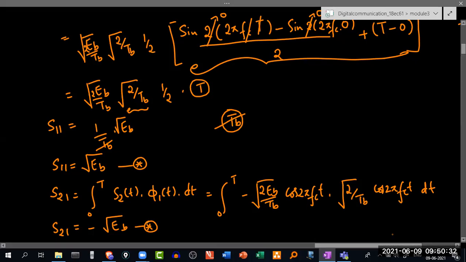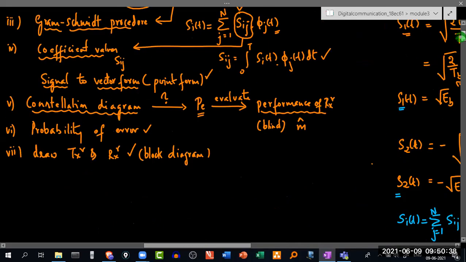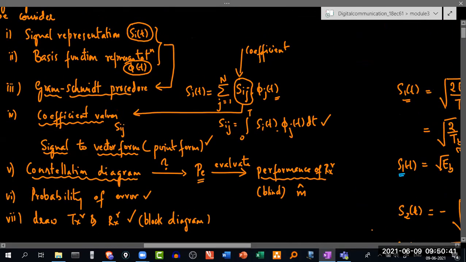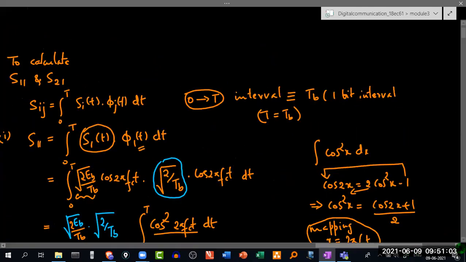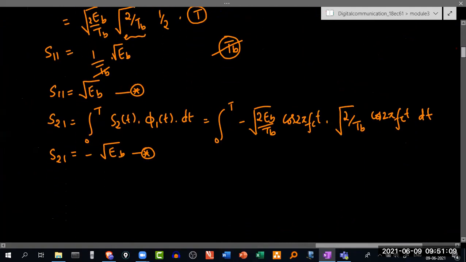So after extracting these two coefficient values, after getting this Sij value, I can denote it in point form over a diagram called the constellation diagram. So we'll be drawing this constellation diagram. Let me take you back over here. So finally, we have extracted the S11 coefficient value.